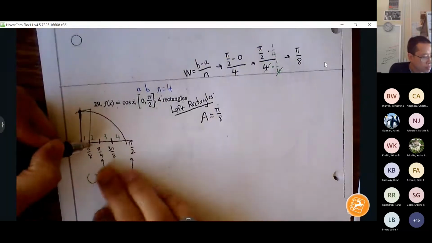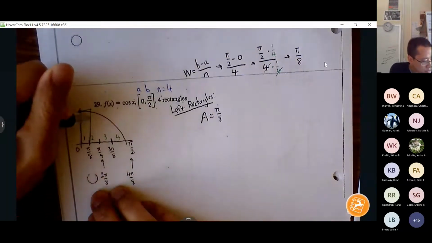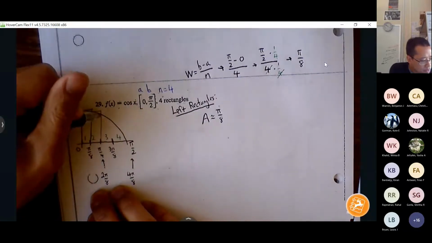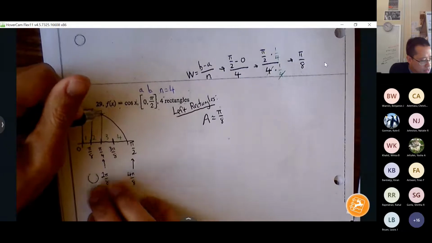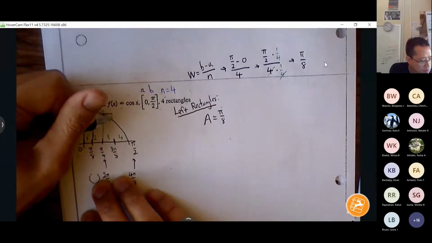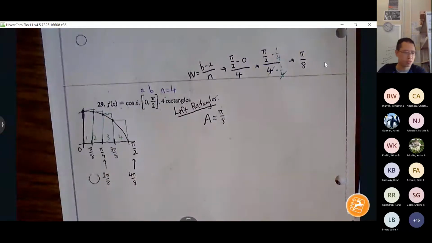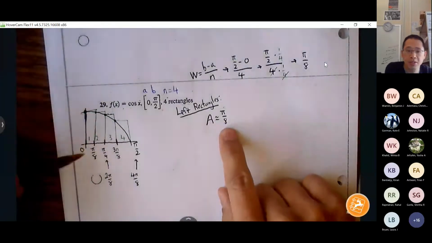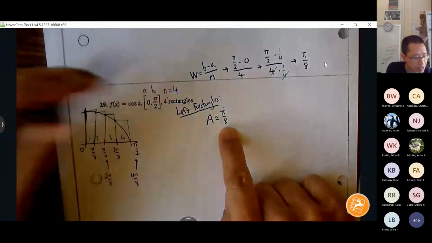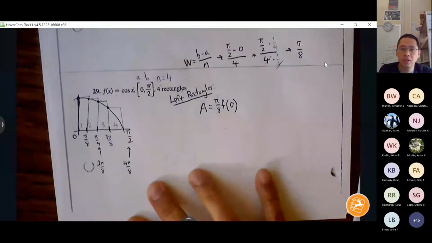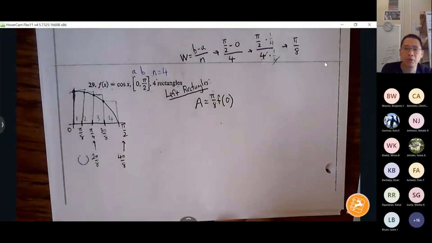Okay. For my second interval, I'm going to use pi over 8 attached to the curve. Pi over 4 is where the height is going to come from for my third rectangle. And for the fourth rectangle, 3 pi over 8 is where my height is going to come from. Okay, so for the left rectangle, pi over 8 times f of 0. F of 0 represents the height of my first rectangle, which I'm going to be finding in a moment after I get everything set up.